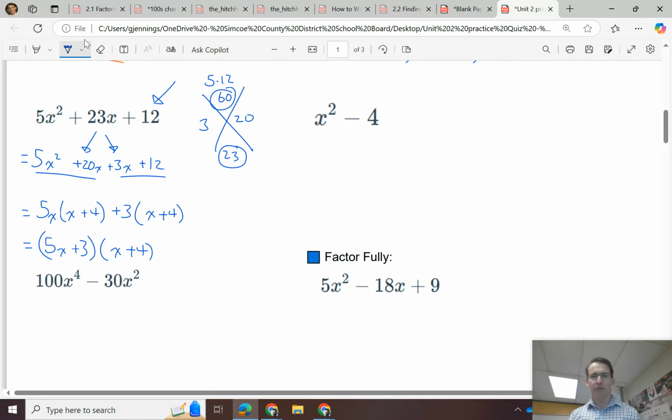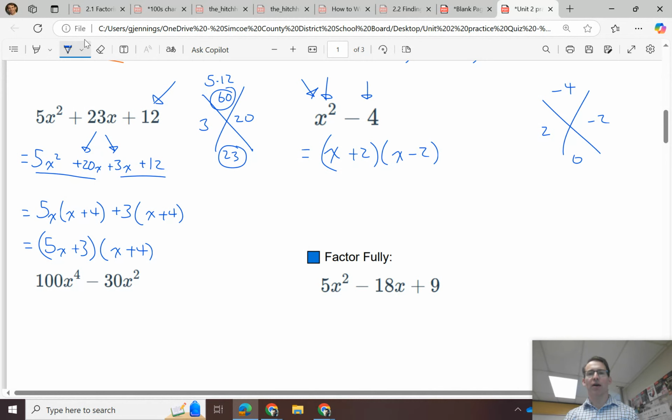Okay. This one here is a difference of squares. x squared minus 4. I could do this with an x game where I multiply to minus 4 and add to 0. Those numbers are 2 and minus 2. Or I can just remember that these always factor into x plus 2 times x minus 2. The square root of this one plus the square root of that one, multiplied by the square root of this one minus the square root of that one.